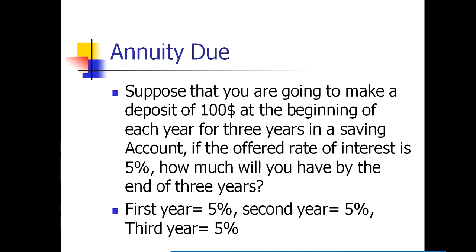So the difference between the annuity due and the ordinary annuity, we can see here. In the annuity due, the payments will be made at the beginning of each period, while under the ordinary annuity, we make our payments by the end of each period. So, in the first year, we will get 5% for 3 years, while the second year is for 2 years, and the third year just for 1 year, which is the remaining period.